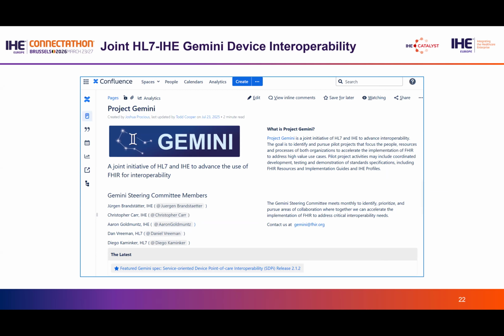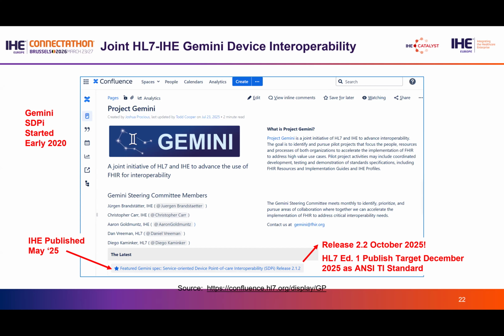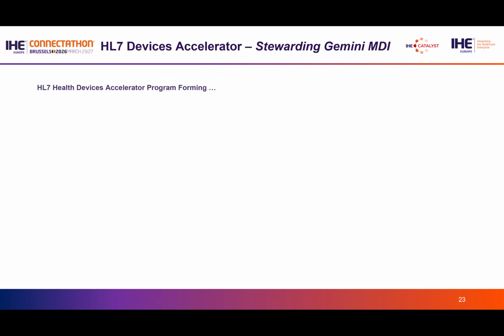Just a little bit about the Gemini project. This was started in early 2020, joint between IHE and HL7. The specification that you saw is that feature spec. We published the last one in May, and we're about to publish another one, a 2.2, within a week or so. We also released it in October 2025. We're looking for an HL7 first edition to be published, hopefully in December. So that's in the works.